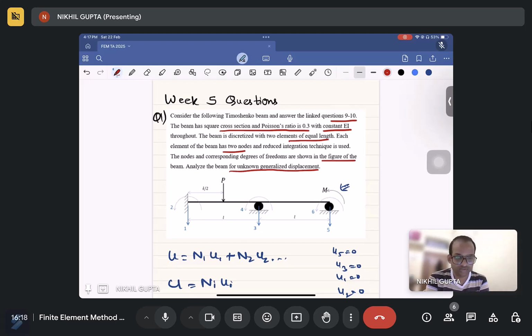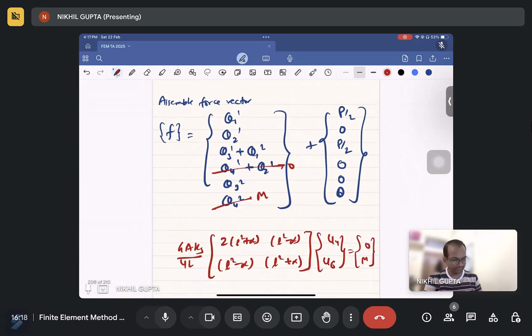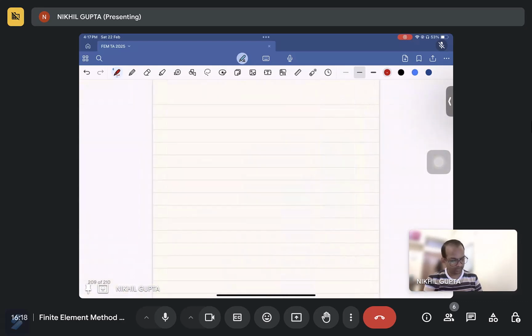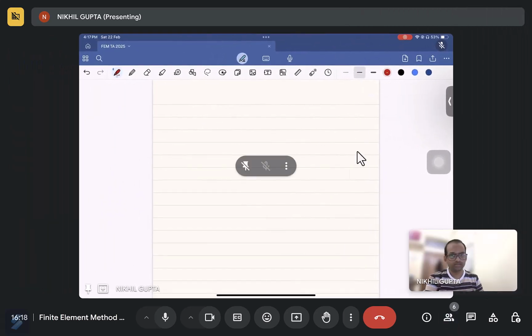Yes, in the lecture, I have some doubts regarding this reduced integration technique. Okay, tell me how it was done. Reduced integration means the 2, 3 point Gauss quadrature. I don't know, it's not taught in the lecture yet. But the faculty member was saying that it will be taught later, but he was using the reduced integration technique in the week 5 lectures.